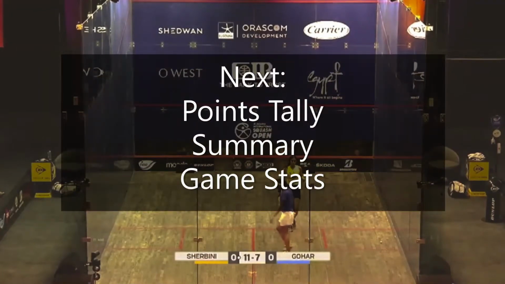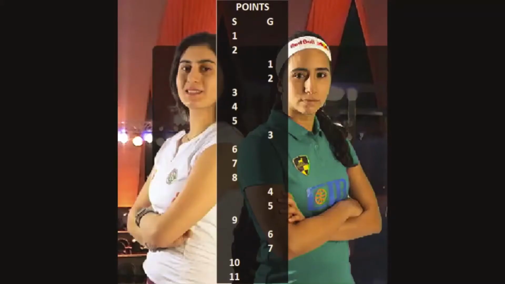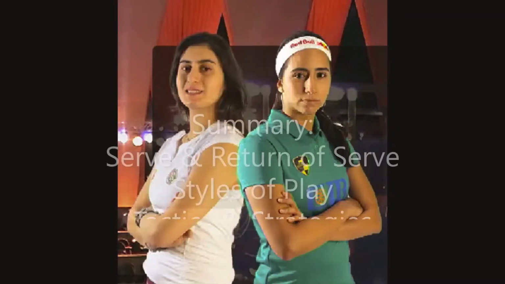Next we will have a look at the points table, summarize the areas we were paying attention to, and then go through the game stats. Looking at the points table, pay attention to runs of points and you'll notice that Sherbini had 2 runs of 3 points while Gohar had none. A run of 3 points is huge in squash, and as much as you should try to have runs of 3 points or more, you should also prevent your opponent from doing the same.